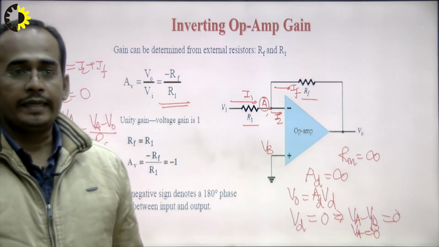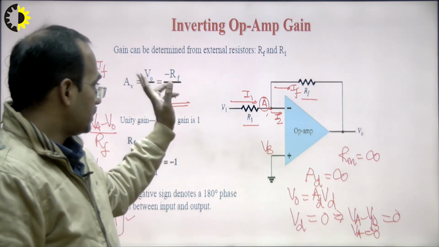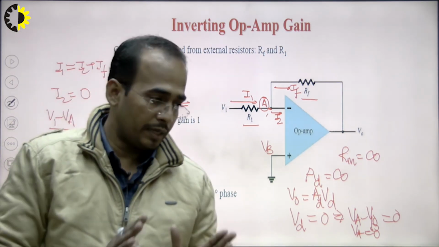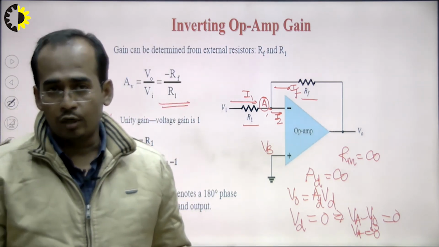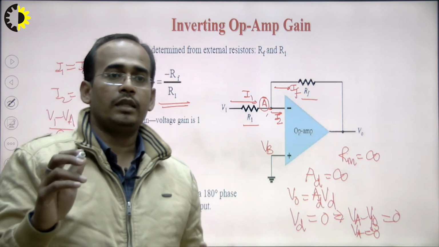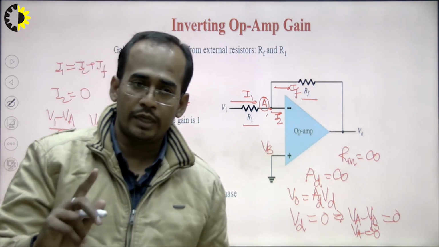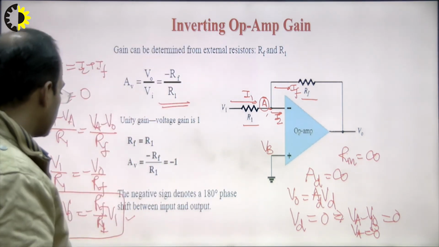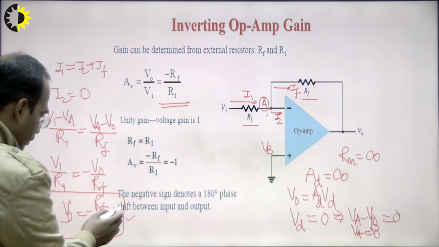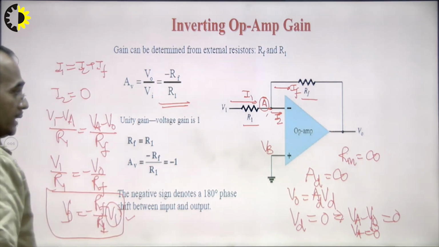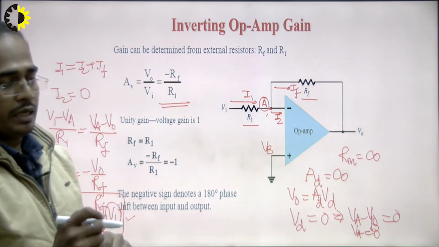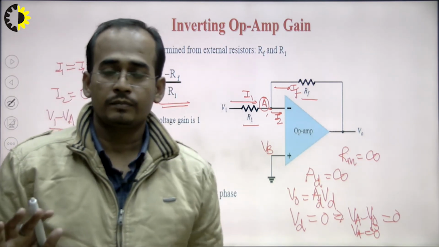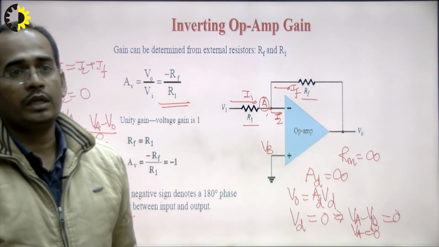The negative sign indicates, as I told you, that if I am applying the input to the negative terminal, you will get an inverted output, or you can say there will be a 180 degree phase shift between input and output. So, from this equation it is clear that whatever input you apply at the input of this operational amplifier, the output will be inverted by 180 degrees. So, this is all about the inverting operational amplifier.